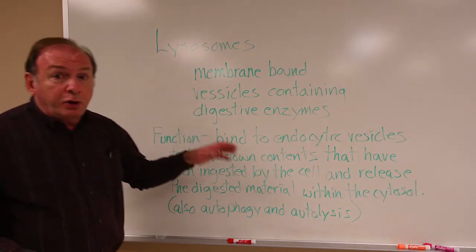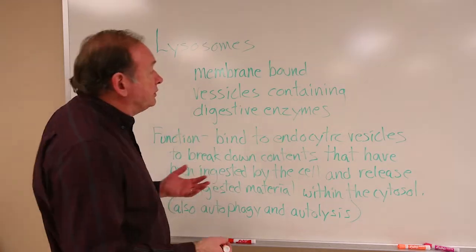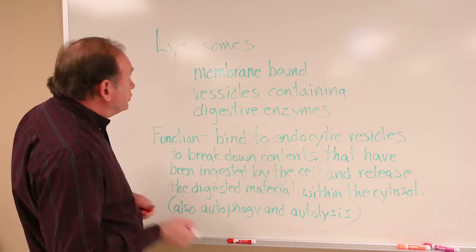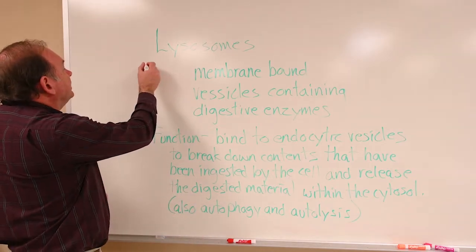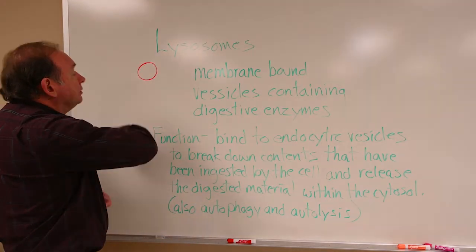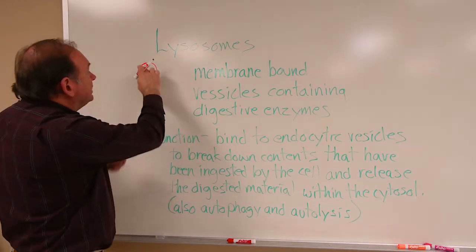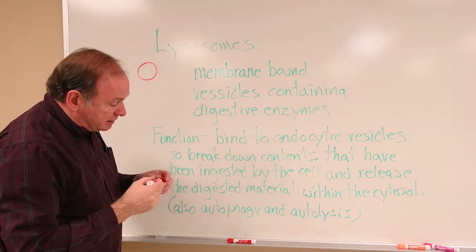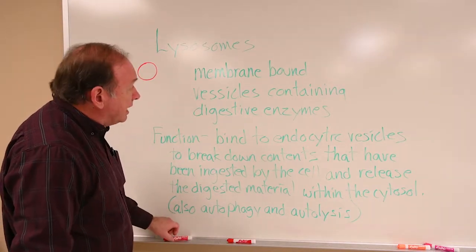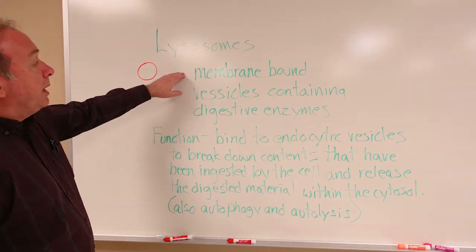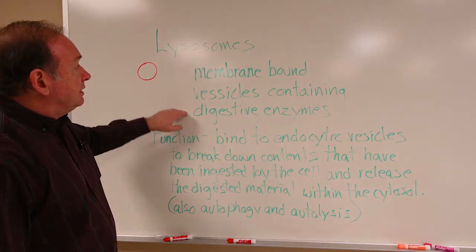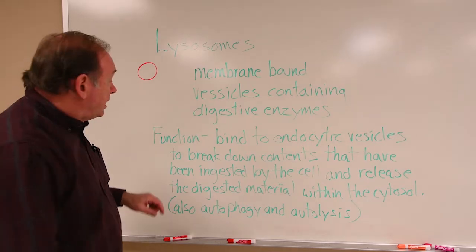Now for lysosomes, as far as a drawing of a lysosome, it really wouldn't look like much. All it is is a membrane-bound vesicle. So it would look like a circle, membrane on the outside, a cavity on the inside, and inside it generally contains digestive enzymes. So it's a membrane-bound vesicle containing digestive enzymes. That's what it is, a lysosome.